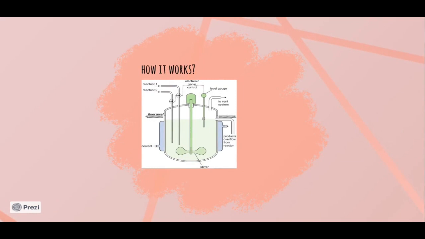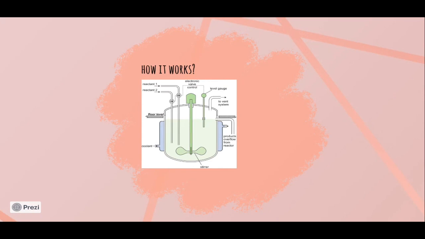I will explain about how batch reactor works or how it functions. So here is a simple diagram of batch reactor. As we know, batch reactor is a closed system with no continuous flow of reactants entering the system or products leaving the system while the reaction takes place. And the reaction mixture can react a long time in order to reach high conversion.